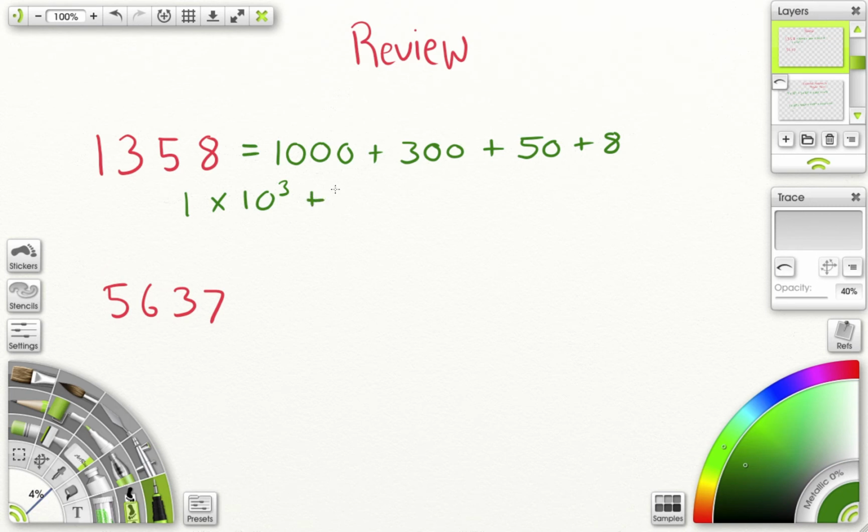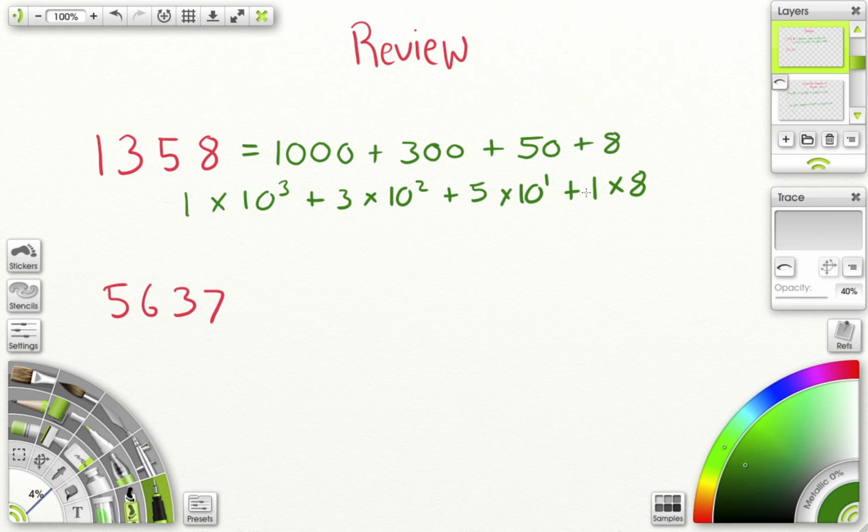So plus, remember to always do a plus in between your different sections. 3 times 10, and now we have to figure out what the power is. For hundreds, we know it's to the power of 2 because 10 times 10 is 100. Plus 5 times 10, and this time it'll be to the power of 1. So that's basically just 10 times 1, or just 10 by itself. And then plus 1 times 8, because we have to do the full notation.